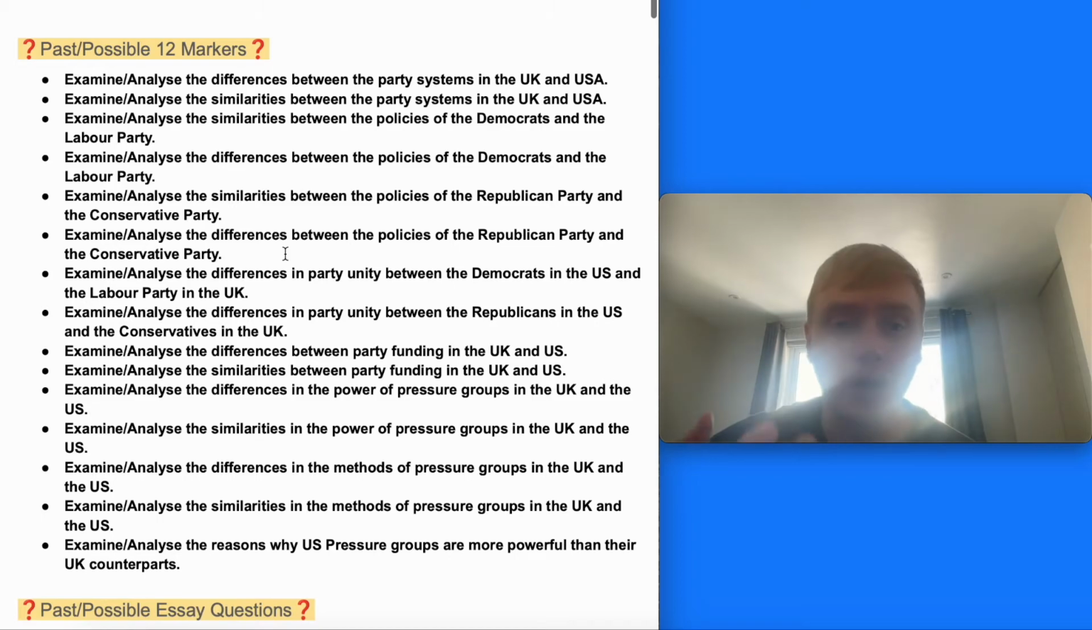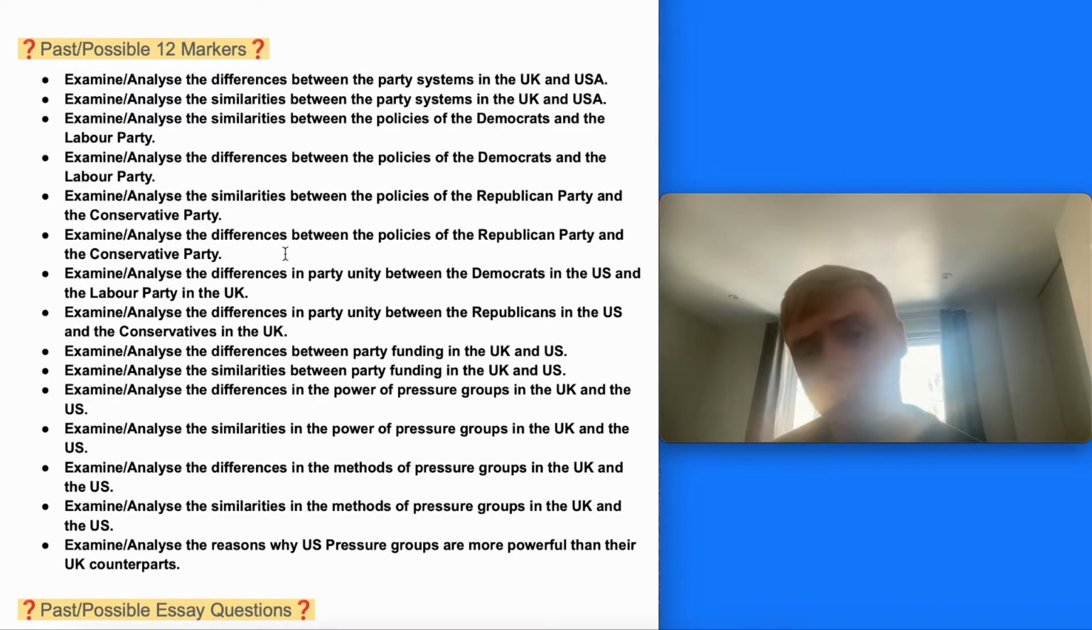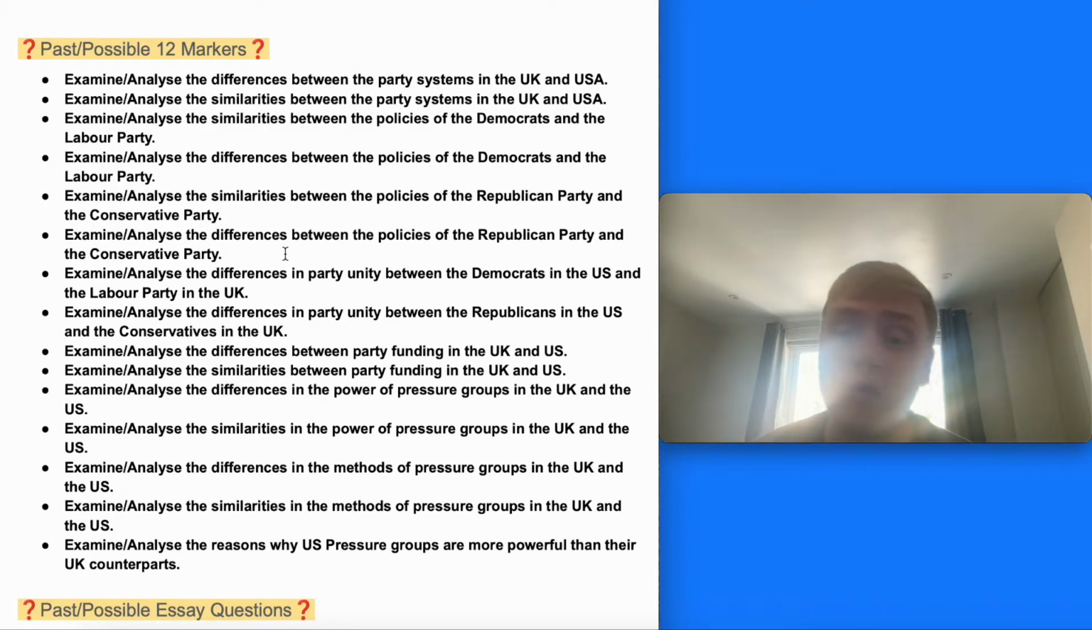In terms of the potential essay questions you can get asked, in terms of the 12 marker, you could get one comparing the party systems in the UK and the USA. This will also be helpful for looking at the differences in policies between the parties in the different countries, and potentially you could get one in relation to the groups of voters for each party, though I'd say that's a little bit less likely. That could definitely come up in the exam.